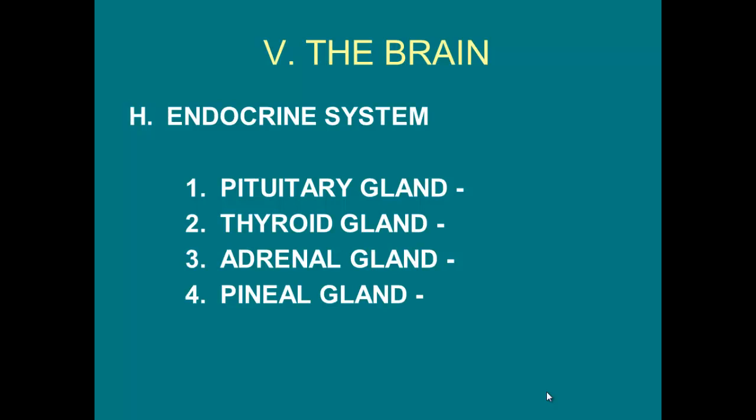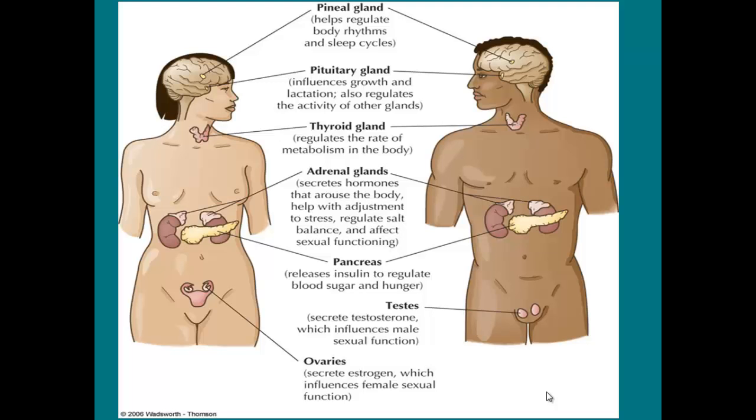So let's go through some other glands. The first gland we want to talk about is the pituitary gland. Let me show you a picture of the pituitary. In fact, why don't I leave this up, and I'll just point them out to you, because this has the descriptions written down. The pituitary gland, which is deep in your brain, influences growth and lactation, and also regulates the activity of the other glands. So the pituitary gland may tell the ovaries or the testes to release hormones, to release eggs and sperm. The pituitary gland is primarily for growth.